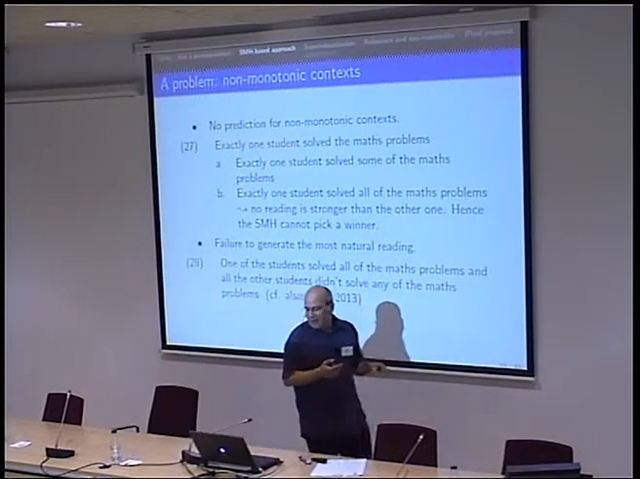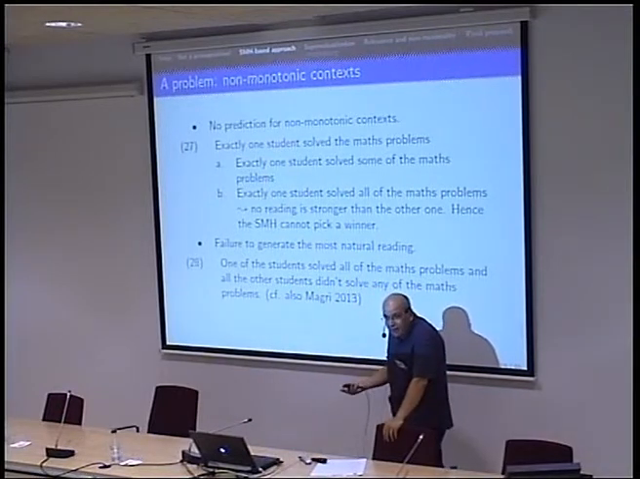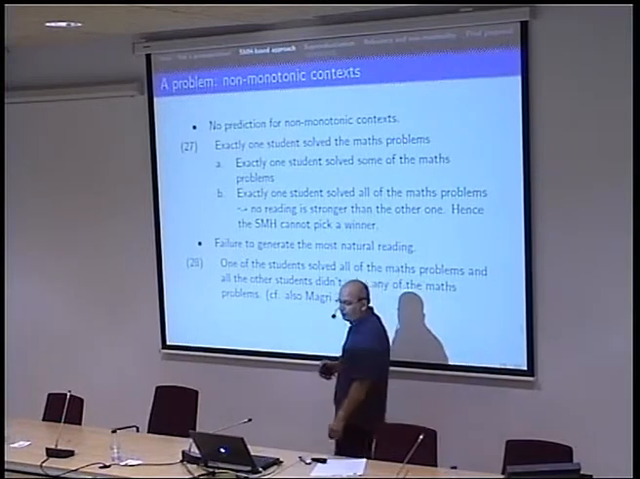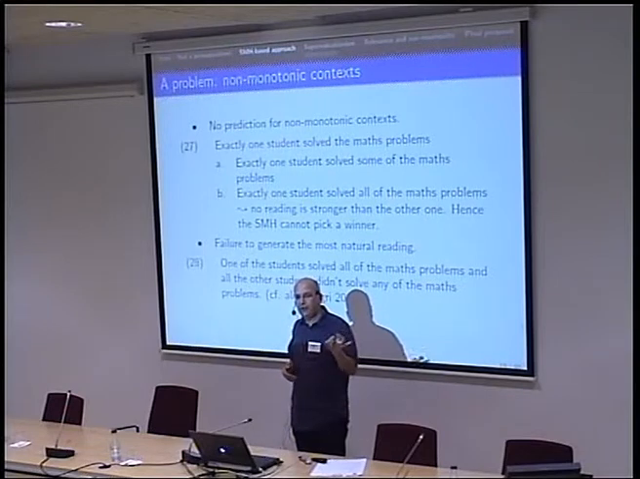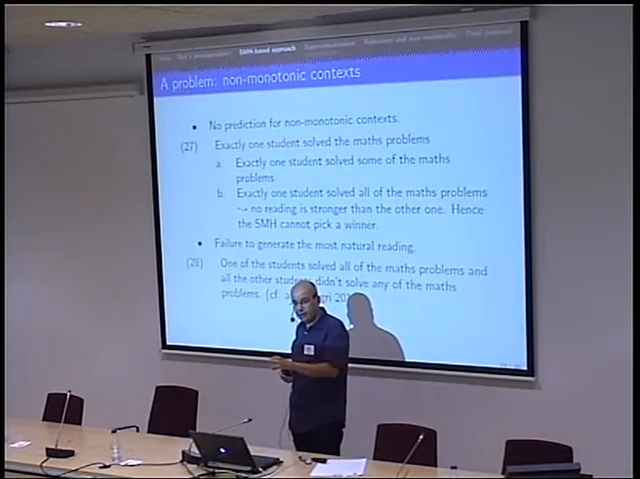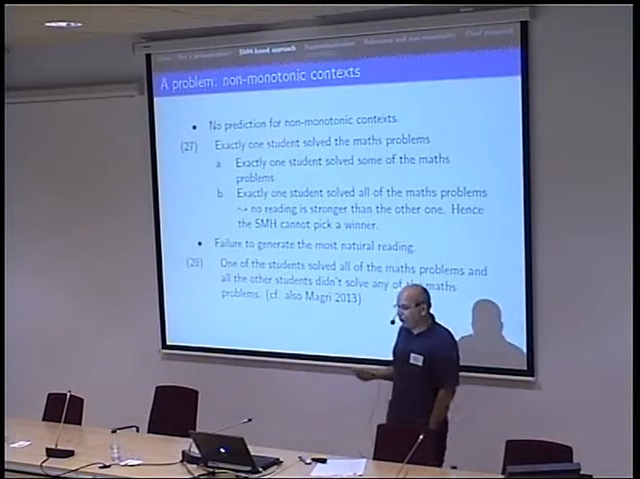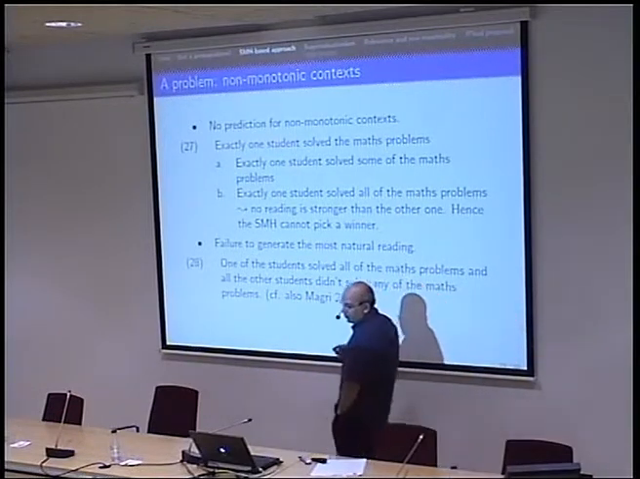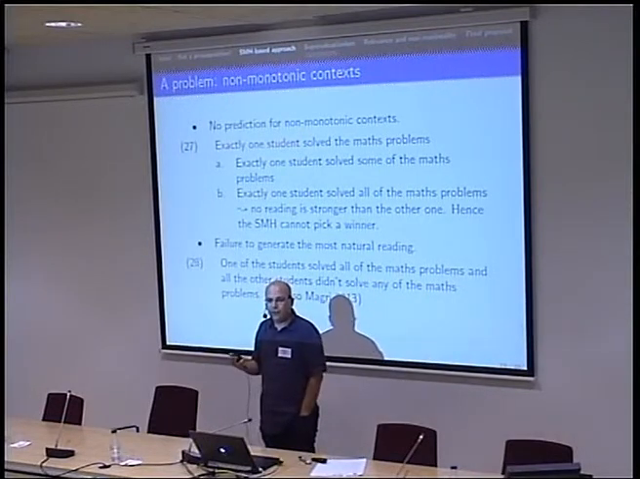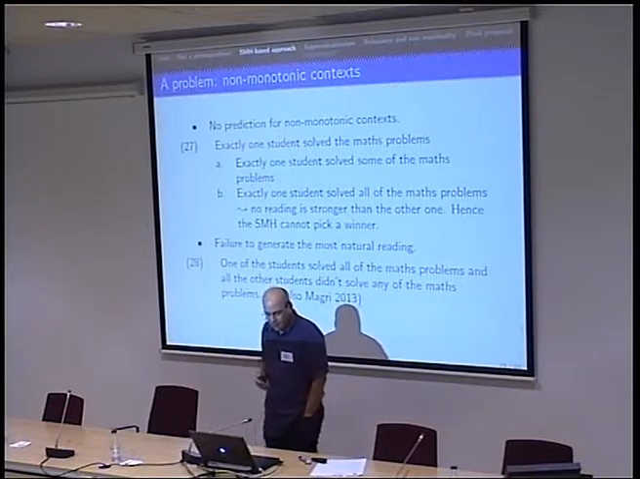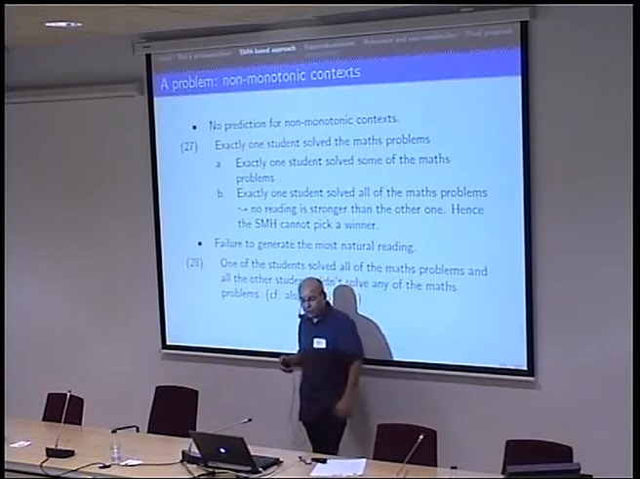So: exactly one student solved the math problems. The two potential readings would be, first, exactly one student solved some of the math problems. That doesn't even entail that a single student solved all of the problems, right? And the other reading, the universal one, is exactly one student solved all of the math problems. That's compatible with every student having solved half of them. And no reading is stronger than the other one, so presumably you just predict these two readings.